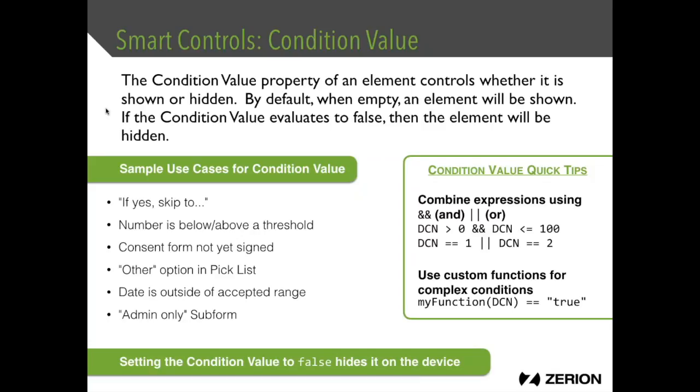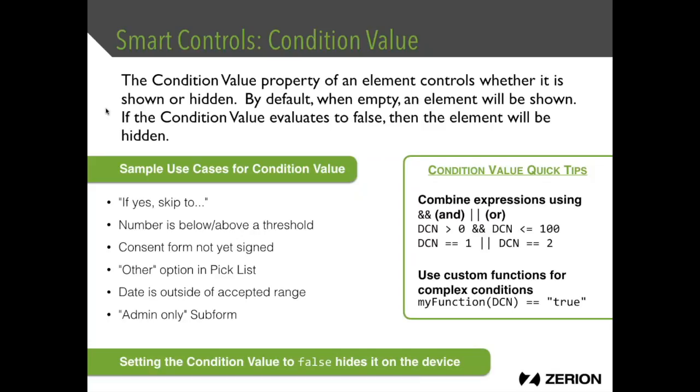Another very common use case for condition values is when you have an option list, and one of the options is going to be an "other." So if they choose "other" from, say, a pick list, you want them to be able to type in, normally a text element, what their other value is. And so you only want that other element to show up if that's what was chosen on the pick list, and you can write condition values to hide and show that appropriately as needed.